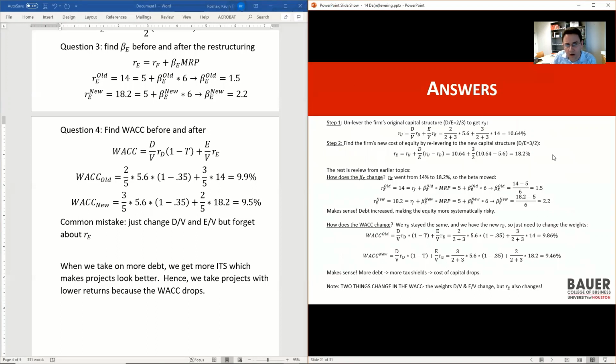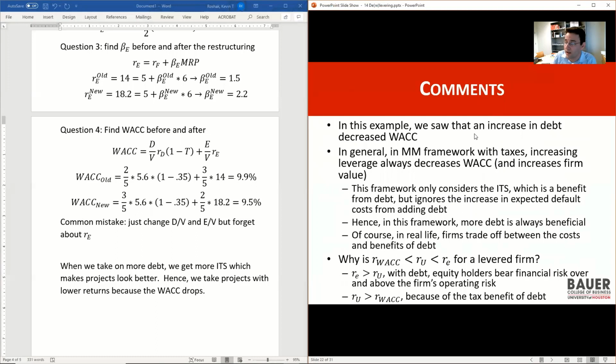Okay, so this is all the work here, small prints. We have this note here, 2 things change, the ratios as well as the discount rate on the equity. In general, this drop in the WACC is always going to be true when you increase your debt in the capital structure because of the tax shields. The only thing that the WACC is picking up are the tax shields. More tax shields are good, less tax shields are bad. So more tax shields drops your discount rate.